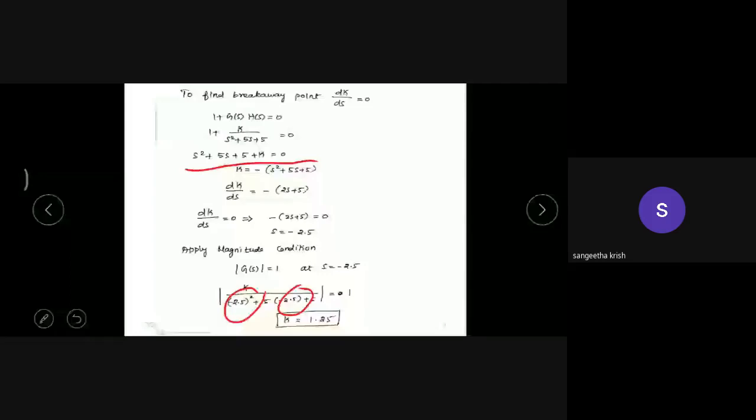If you simplify this expression, you'll get minus 1.25. So K by minus 1.25 is equal to 1. So K is equal to minus 1.25. Since it is a magnitude, I can take the positive value.